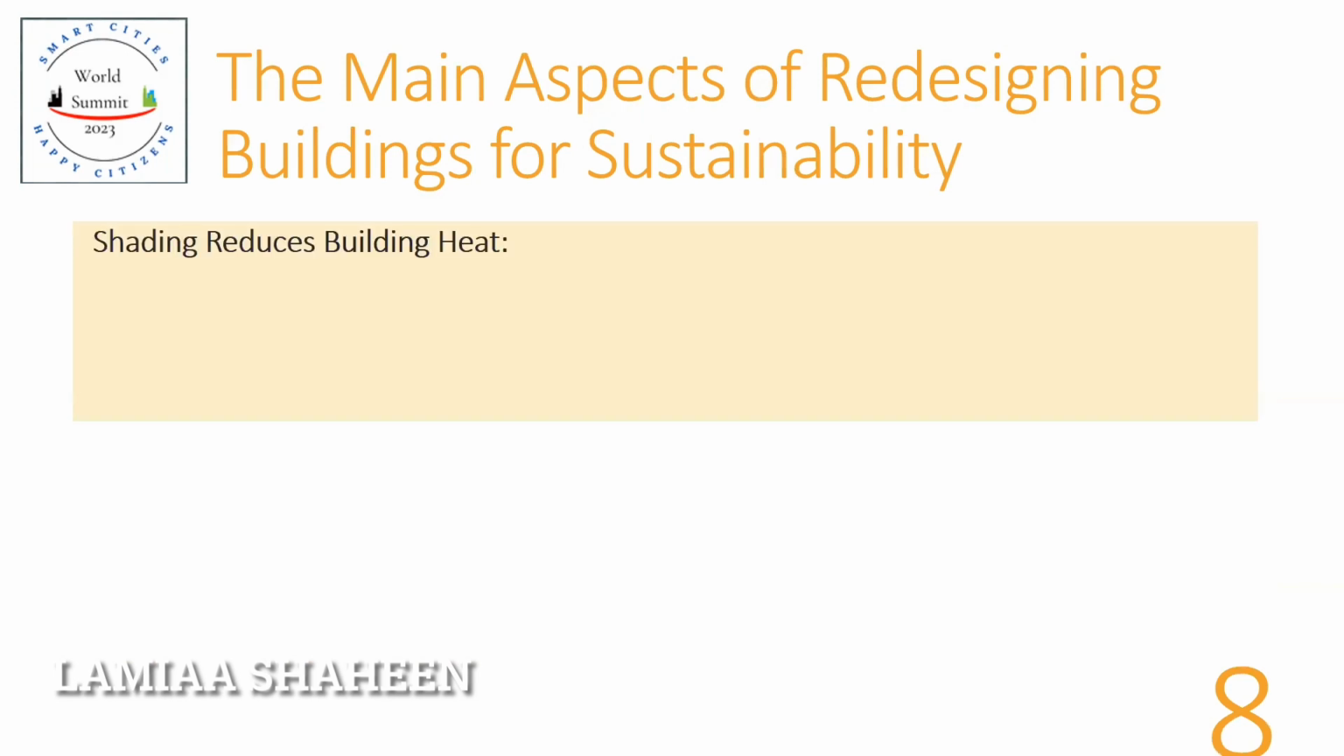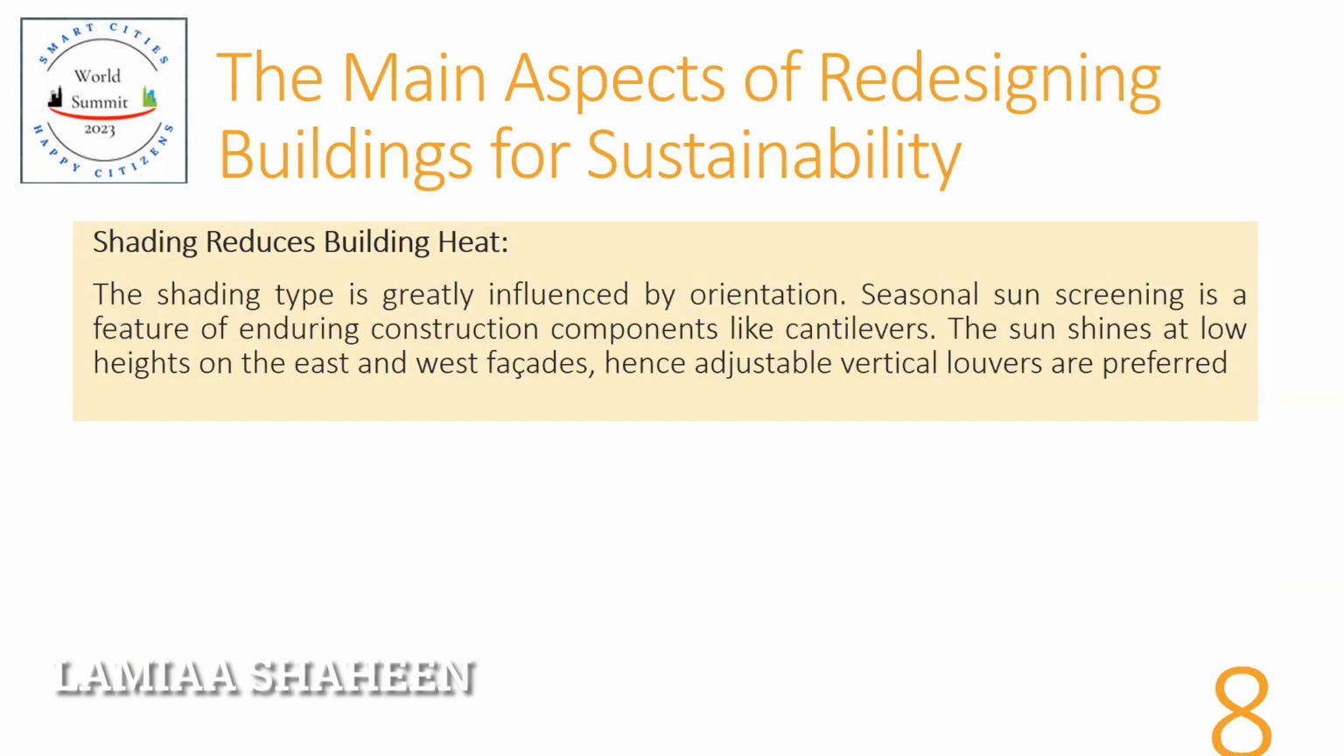The other one, shading reduces building heat. The shading type is greatly influenced by orientation. Seasonal sun screening is a feature of enduring construction components like cantilevers. The sun shines at low heights on the east and west facades, hence adjustable vertical louvers are preferred.